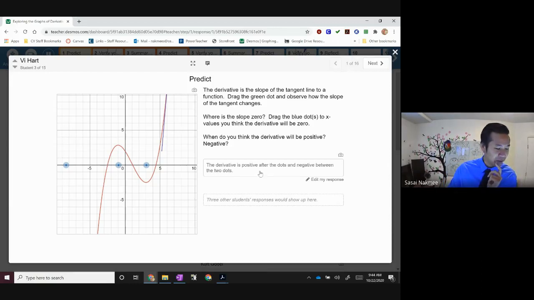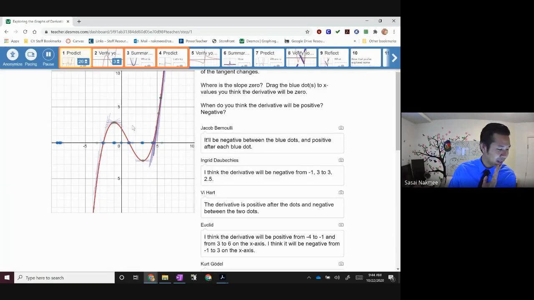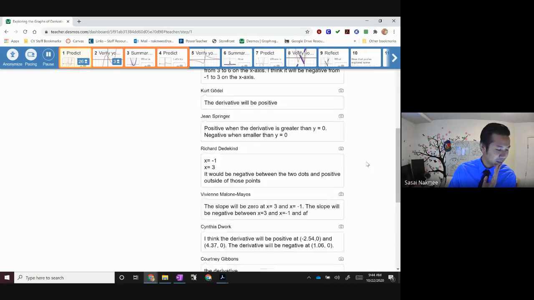The derivative is positive after the two dots and negative between the two dots. That's beautifully answered. I like that answer. And you can see that by looking just at that purple line.